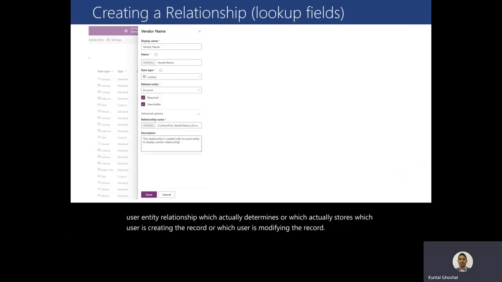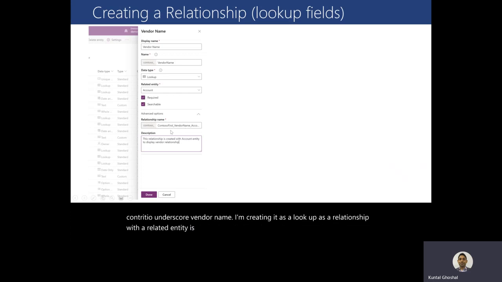So this is on the Maker portal, creating a relationship. As you can see here, I have a custom entity, Contoshow, which is my prefix of the solution publisher, and Contoshow underscore vendor name. I'm creating it as a lookup, as a relationship with a related entity as account.